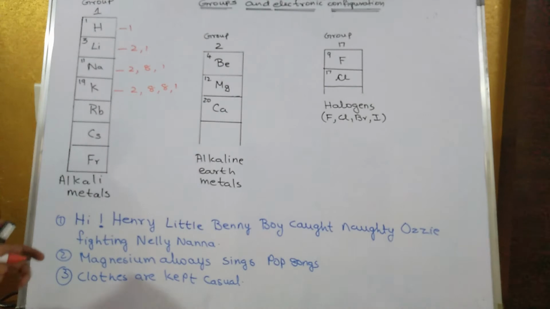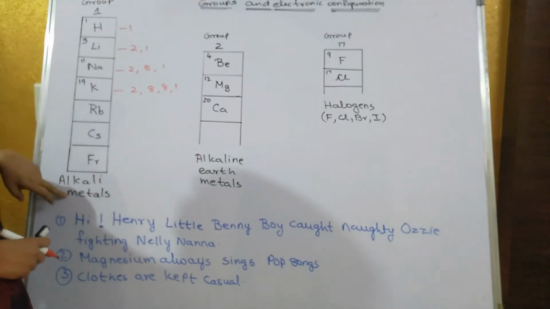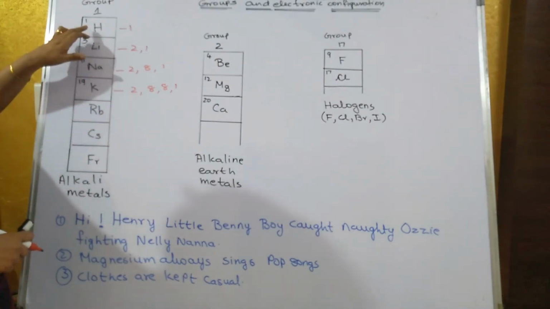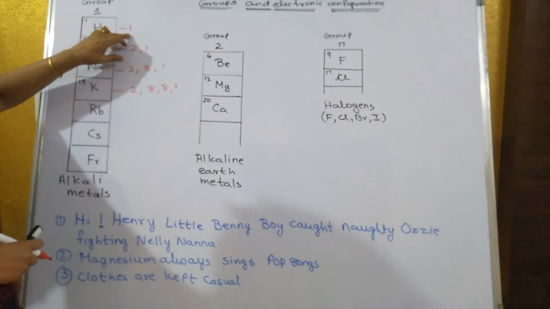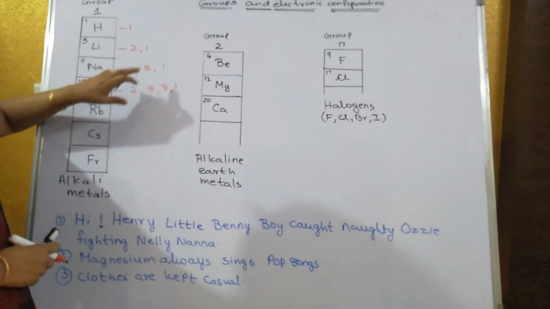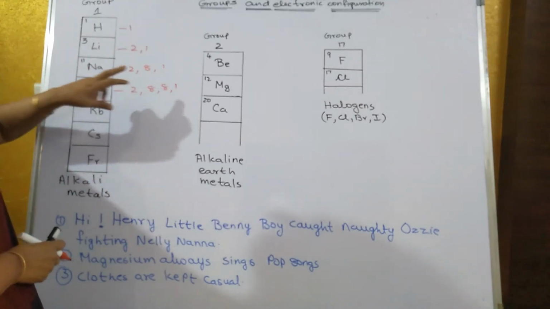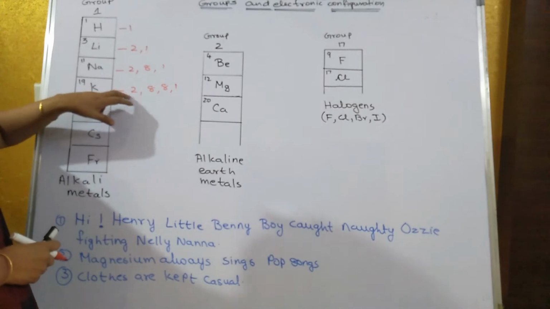Now I had already said that with the help of the atomic number you can write the electronic configuration. Group 1, that is the alkali metals, I had already shown. Hydrogen is 1, so the electronic configuration is 1. Lithium is 3, so it is 2, 1. Sodium is 11, so it will be 2, 8, 1. And potassium is 19, that is 2, 8, 8, 1.